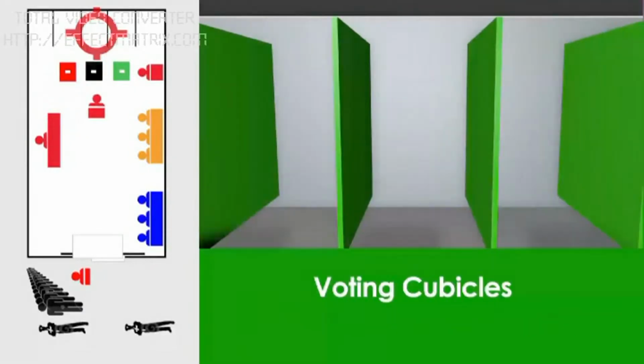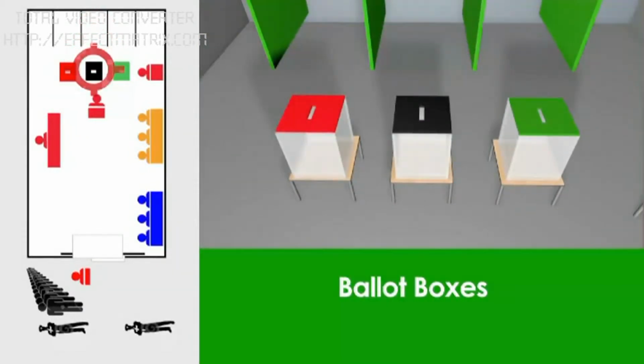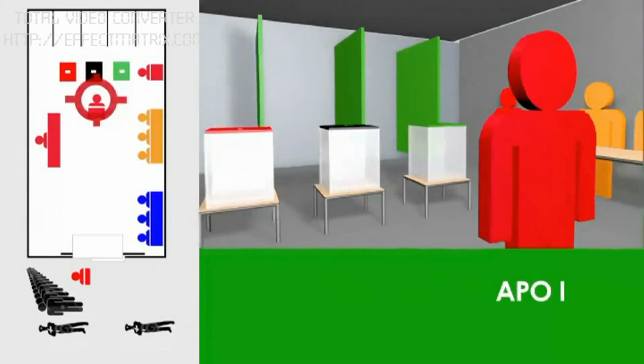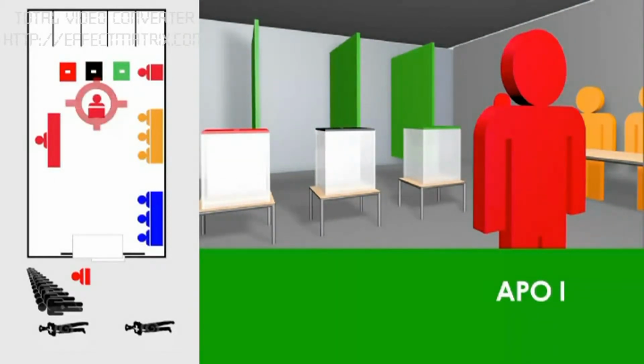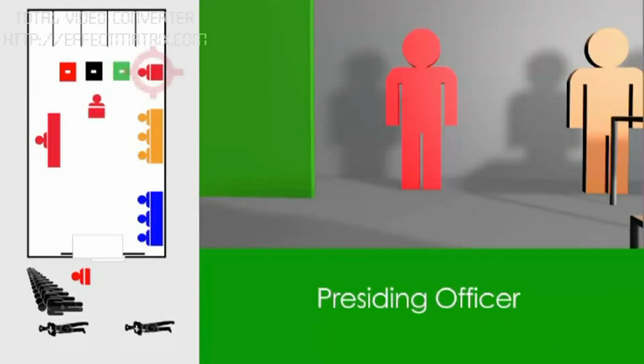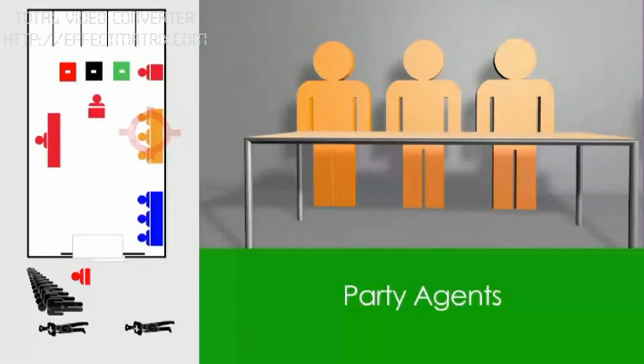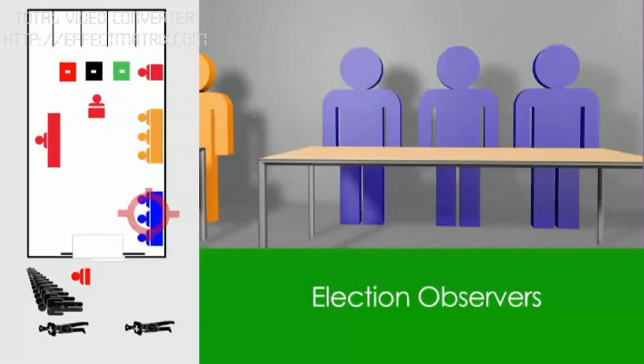These are the voting cubicles. Here are the ballot boxes. This is the APO1 who oversees the process. And this is the presiding officer. Here we have the party agents. And these are the observers.